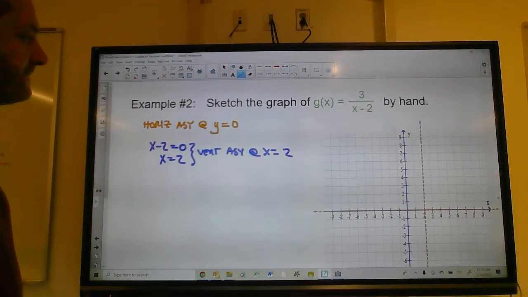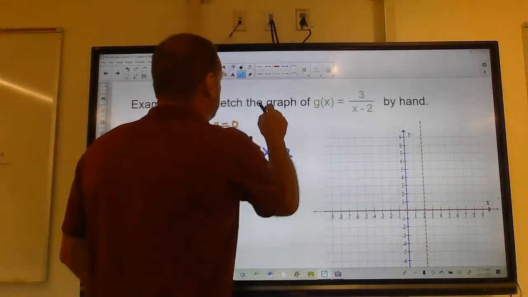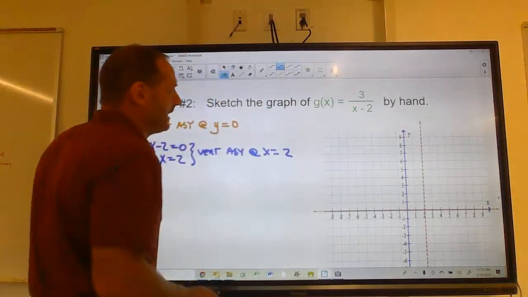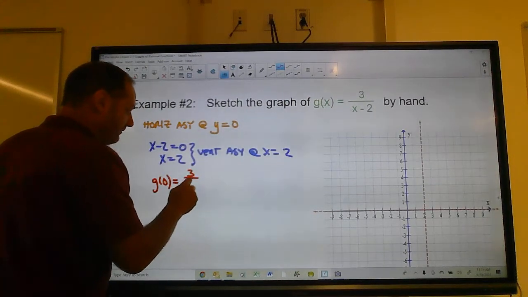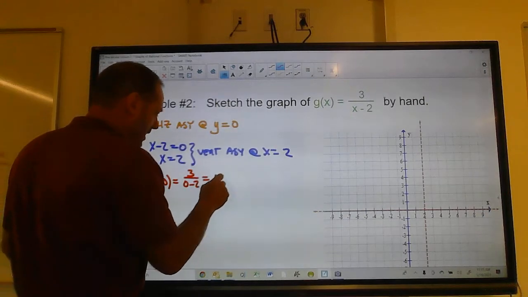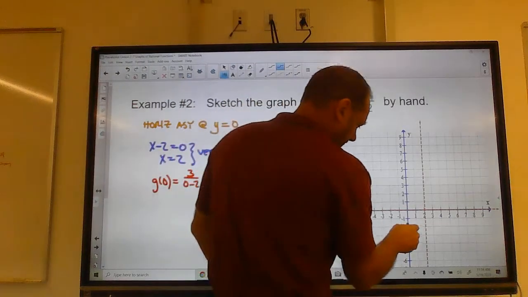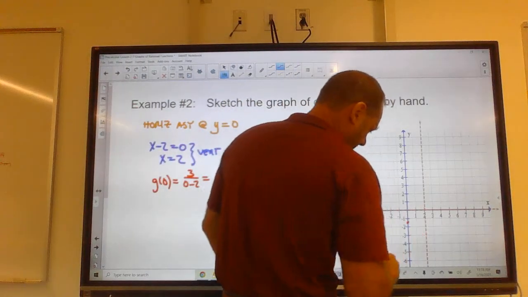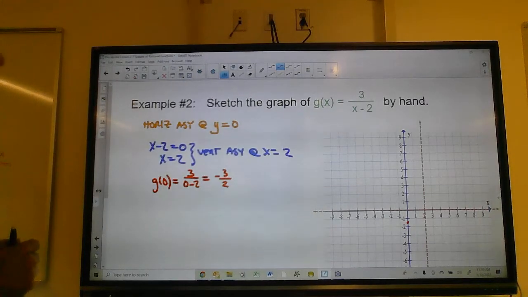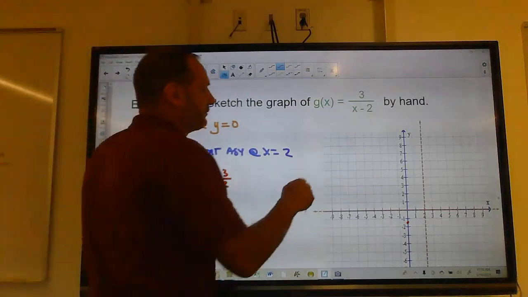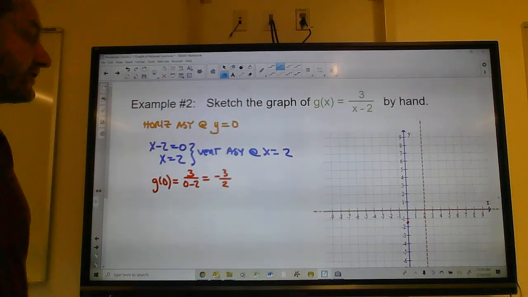Now, does this have a y-intercept? That's always something you want to find if you can. I'm going to find that by finding g(0). That would be 3 over 0 minus 2, or negative 3 halves, negative 1.5. So yes, it has a y-intercept right there at negative 3 halves. Will it have an x-intercept? Well, x-intercepts would come from the numerator being 0, and the numerator is always 3. So this has no x-intercepts.